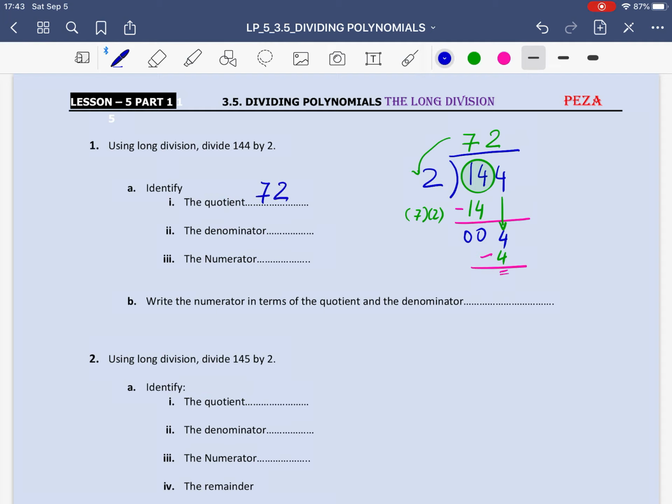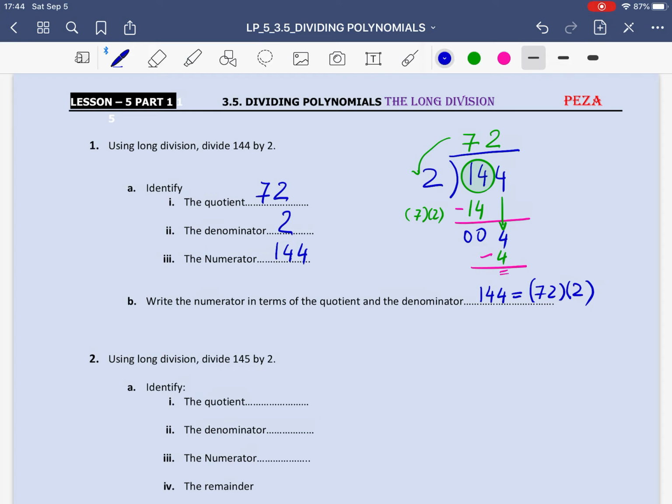The denominator is 2, and the numerator is 144. Now, if we want to write the numerator in terms of the quotient and the denominator, we'll say that the numerator, 144, equals the quotient, 72, times the denominator, 2.